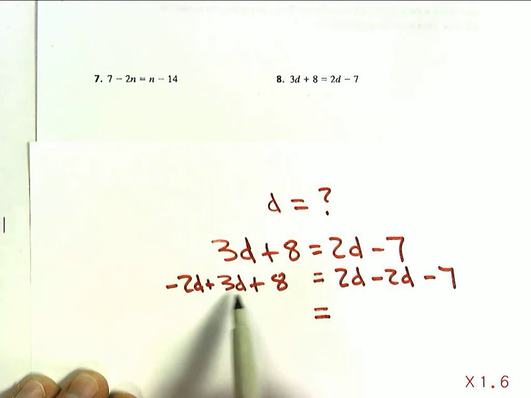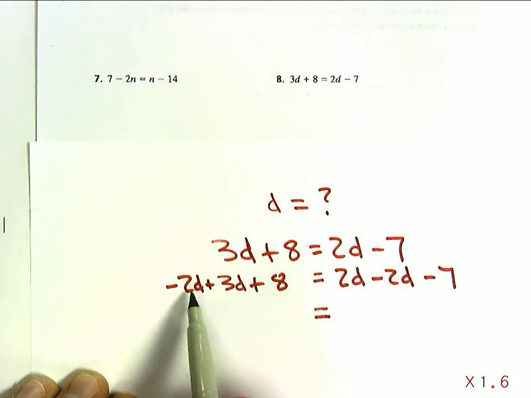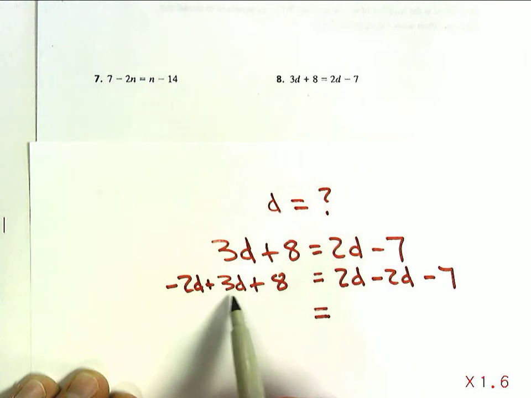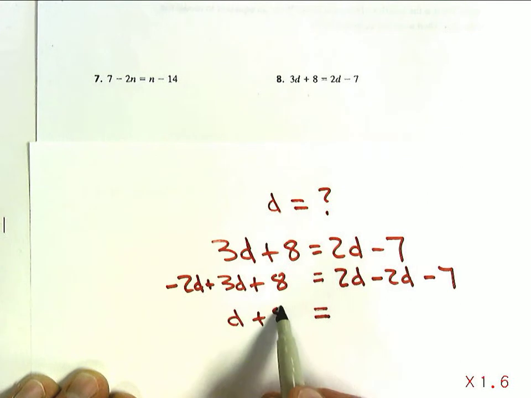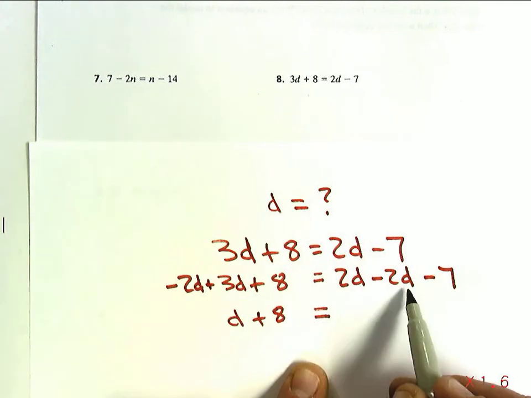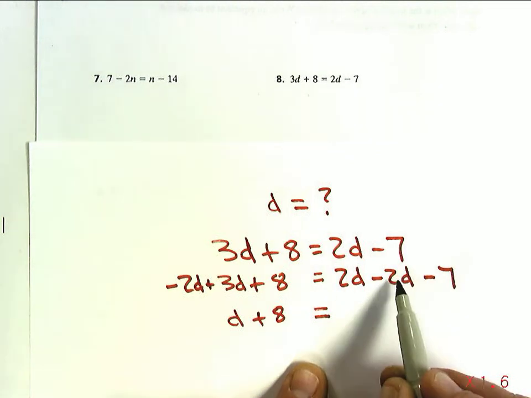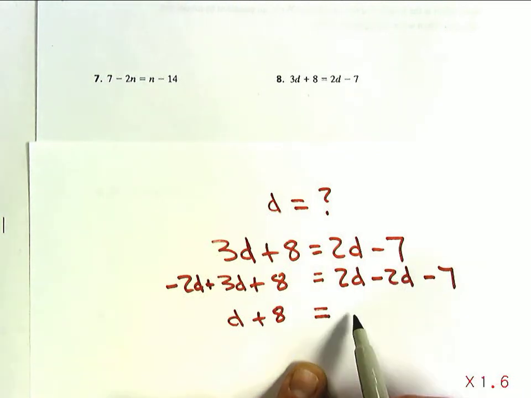And what that will do now for me is if I rewrite this, over here I have a negative 2d and a positive 3d, so that's negative 2 of these and 3 of these, which means when you put them together, I'm left with only 1d plus the 8. And over here, this goes away. That was the whole idea, undoing it. And I'm left with negative 7.